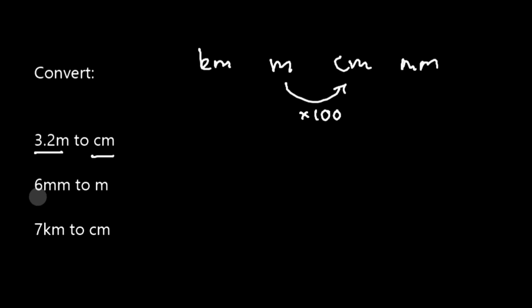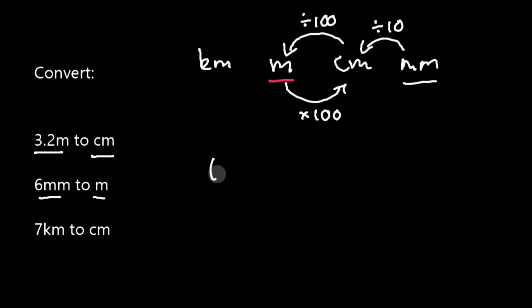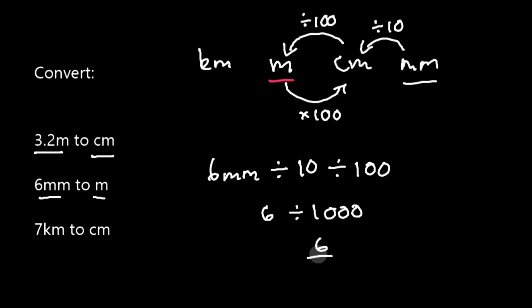Now for the second question, 6 millimeters to meters. If you want to go from millimeters to meters, we must go back 2 places on our conversion chart. From millimeters to centimeters, we divide by 10. And from centimeters to meters, we divide by 100. So all we have to do is divide 6 millimeters by 10 and then divide it by 100. This is also the same as just dividing by 1,000. So 6 divided by 1,000. If we don't use a calculator, we get the decimal point, count the zeros 1, 2, 3, and go back 3 places. So there would be a 0 here and a 0 there. So it would be 0.006 meters.